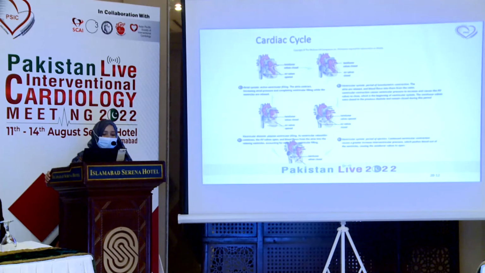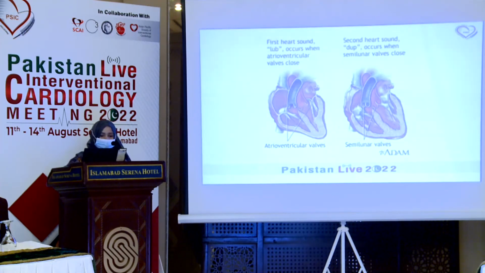In atrial systole, active ventricular filling takes place, in which the semilunar valves are closed and the AV valves are opened. In ventricular systole, the semilunar valves are opened and the AV valves are closed to prevent the backflow of blood. And in ventricular diastole, the semilunar valves are closed and the AV valves are opened, and passive ventricular filling takes place. This duration takes 0.8 seconds.